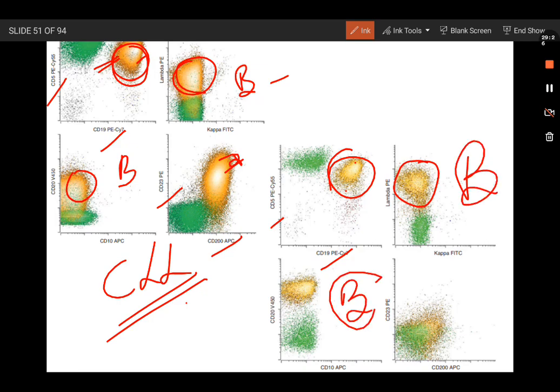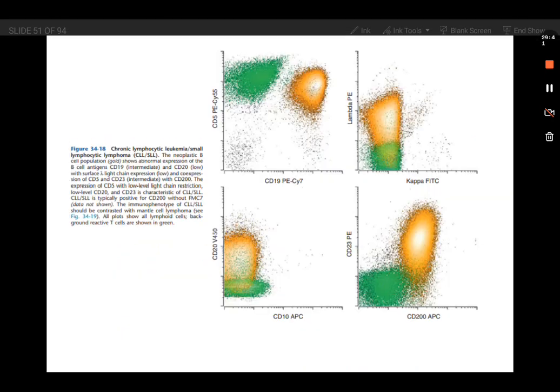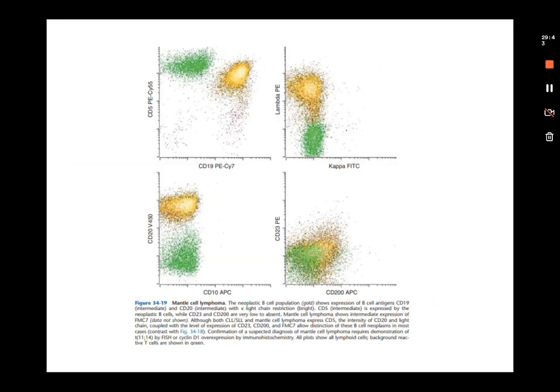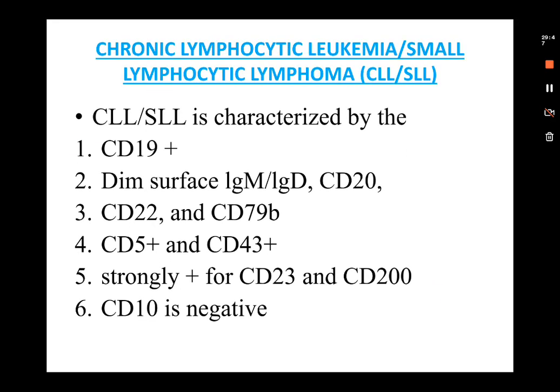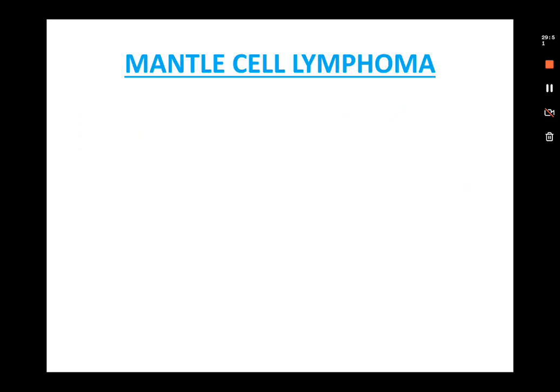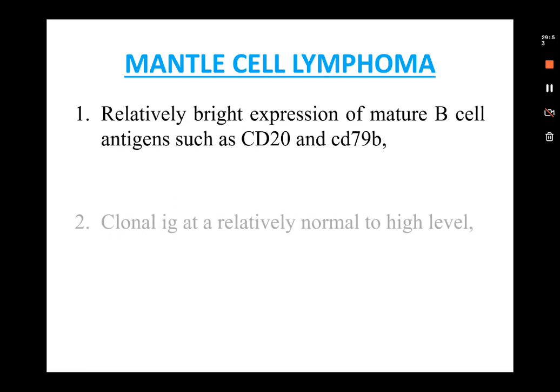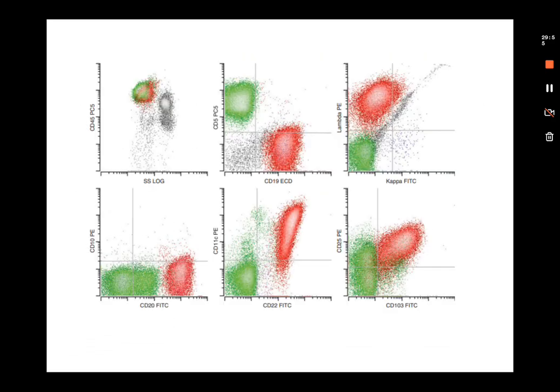Again, CD20. And for this one, CD23 and CD200 are both negative, so it is mantle cell lymphoma. So not just CD23 and CD200, if you see CD20 also, here it is bright expression of CD20 in mantle cell lymphoma, and it is dim expression of CD20 in CLL. This is the same slide. So this is the immunophenotype for CLL. This is the immunophenotype for mantle cell lymphoma.